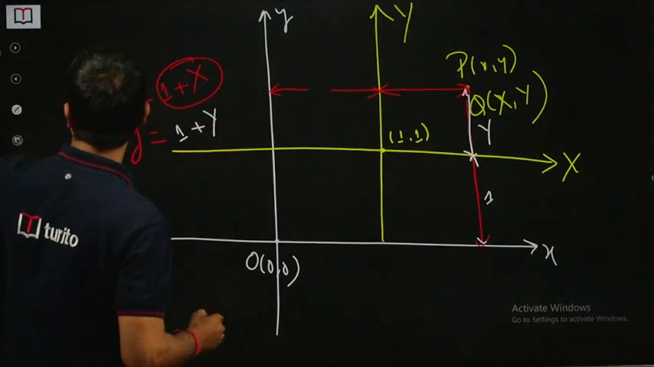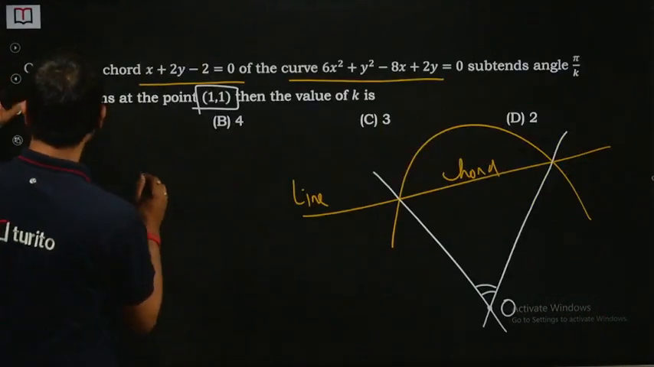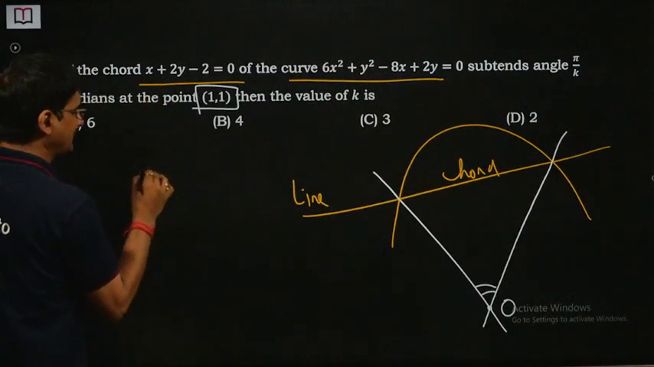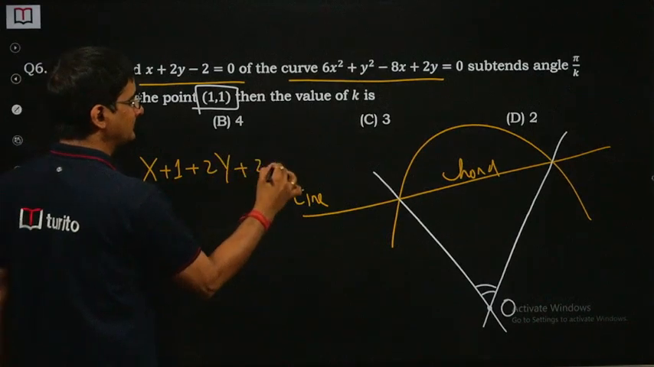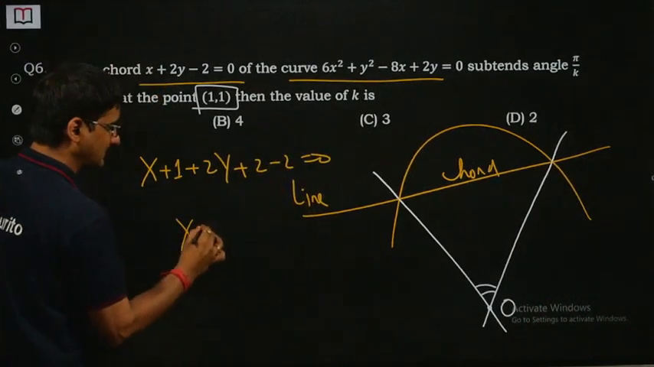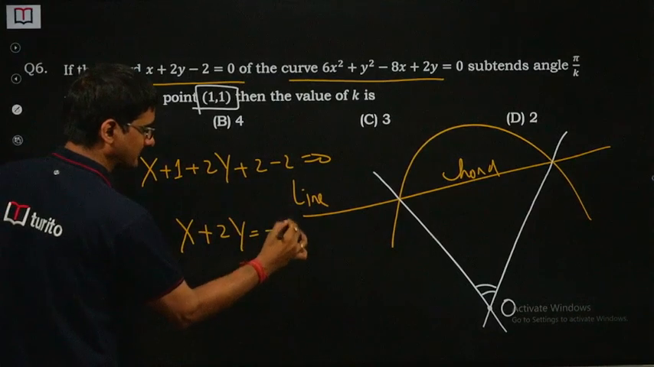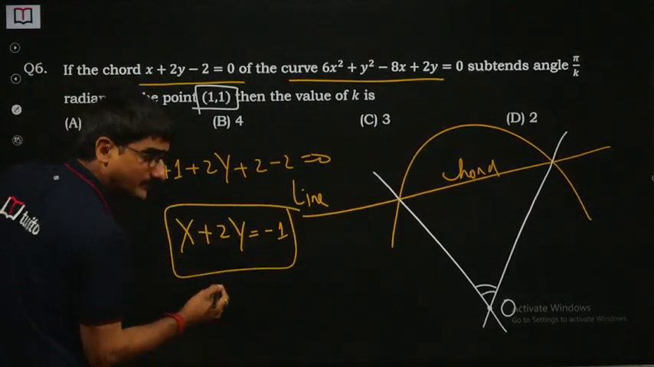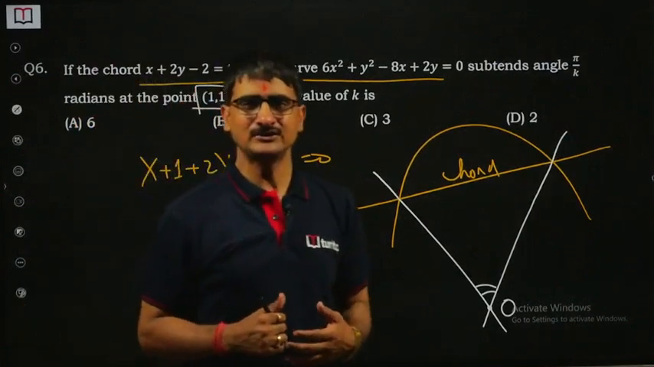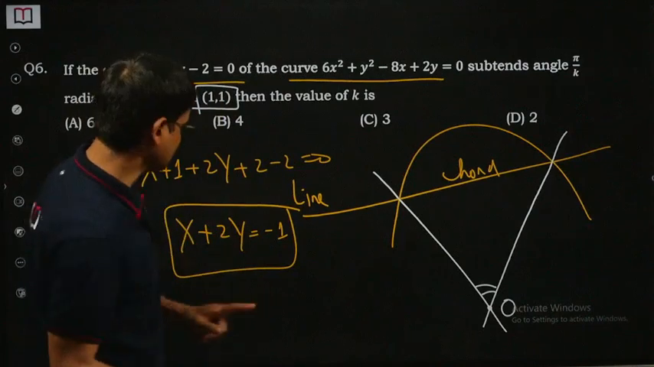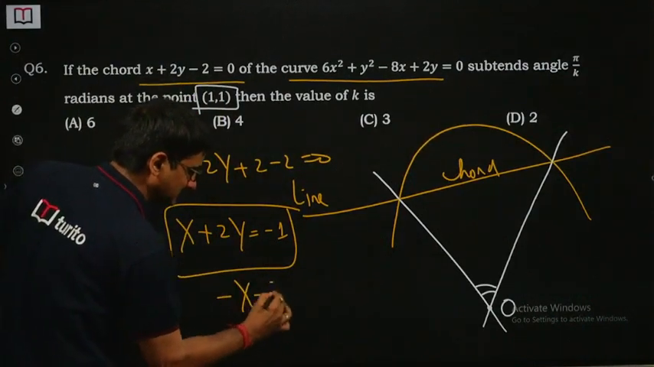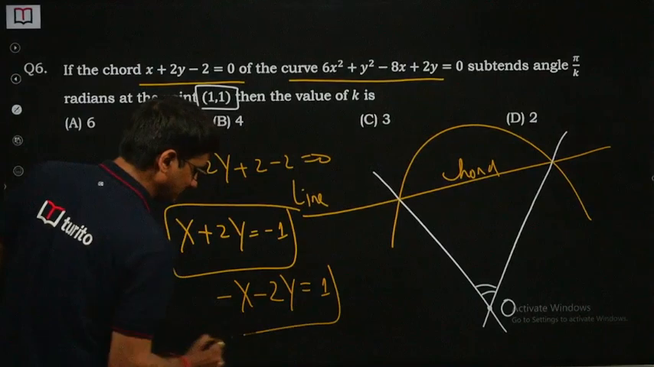So wherever you have a small x, a small y, I will do it here itself. So it's capital X plus 1 plus 2 times capital Y plus 2 minus 2 equal to 0. So it's capital X plus 2 capital Y is equal to minus 1. Now when we have to homogenize, we need the equation of line in the form where you have 1 as a constant on the RHS, so minus X minus 2 times capital Y is equal to 1. That's what we will be using.